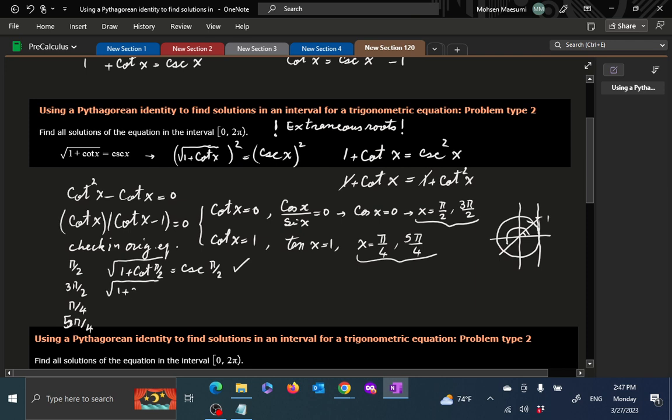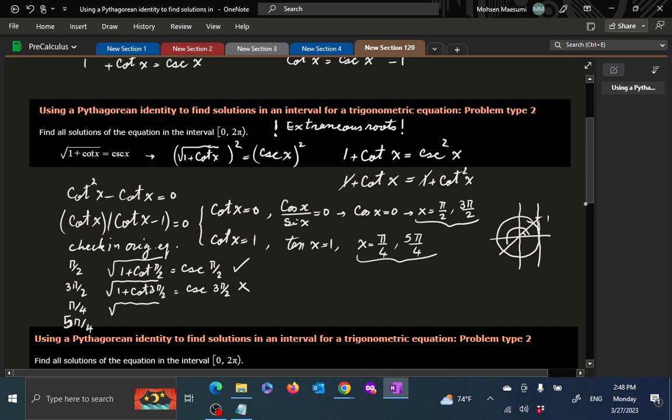1 plus cotangent of 3 pi over 2. Is that the same as cosecant of 3 pi over 2? Well, cosecant of 3 pi over 2 is 1 over sine of 3 pi over 2. Sine of 3 pi over 2 is negative 1. So on the right hand side I have negative 1. The square root of a quantity is never negative 1, so this falls out of consideration. So again, this cotangent is 0, the square root of 1 will be 1 on the left hand side. On the right hand side this is minus 1, so it does not work.